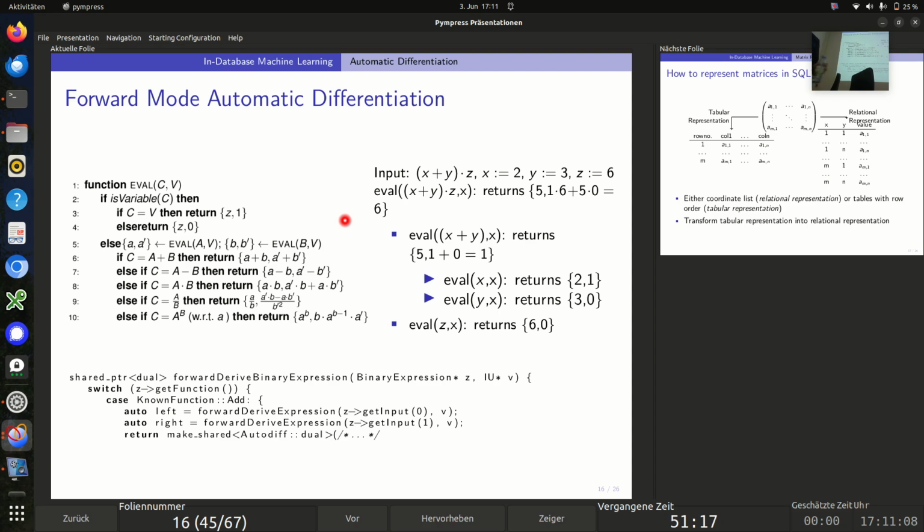So if one ever asks you how it works, you have seen it right now. Okay, questions?